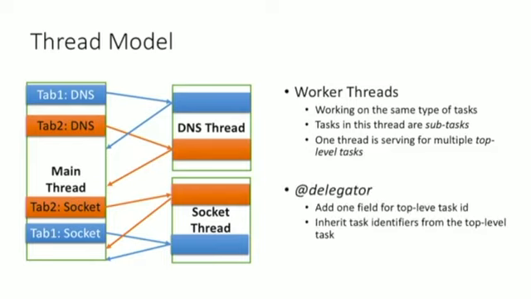They don't really know the global context, so when we attribute the events that happen in the worker thread, we actually don't know how to attribute them to the global task. To solve this problem, we introduce the delegator annotation. Delegator annotation, basically we need to instrument the data structure for the subtasks to actually inherit the task identifier from the top level data structure.